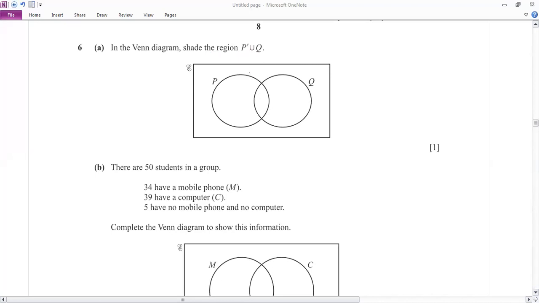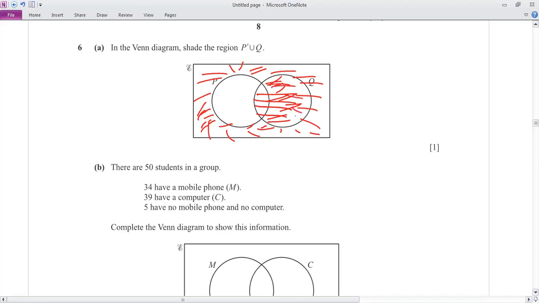So for P complement, inside the P, everything outside the P you will shade, whatever is outside the P. Shade that one. It will give us this. Then Q. Q stands for inside the Q. As it is union, we will not erase anything. That is, we shaded P complement union Q. It has been shaded.